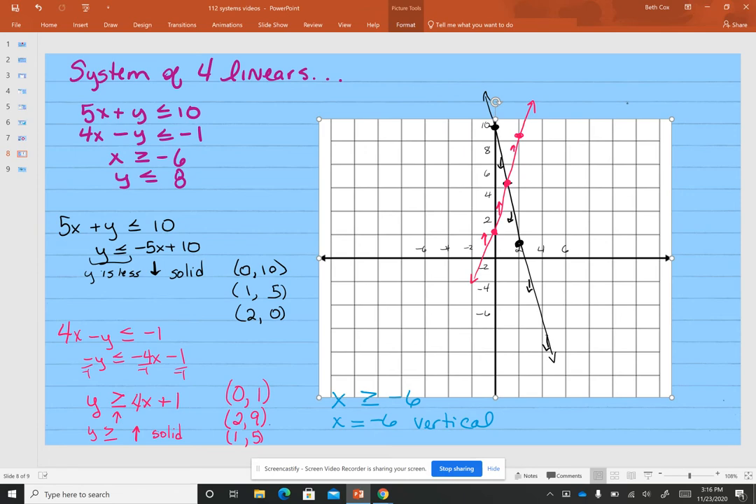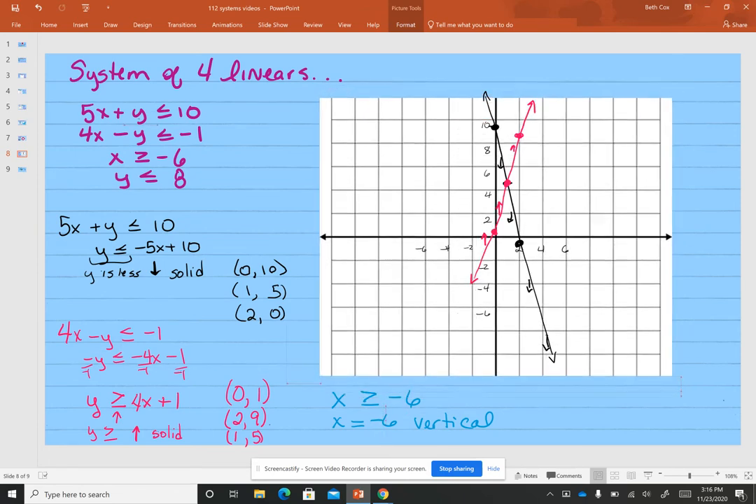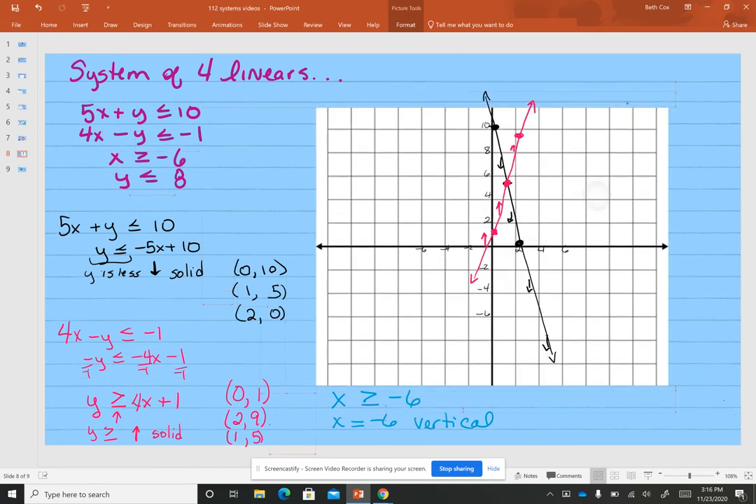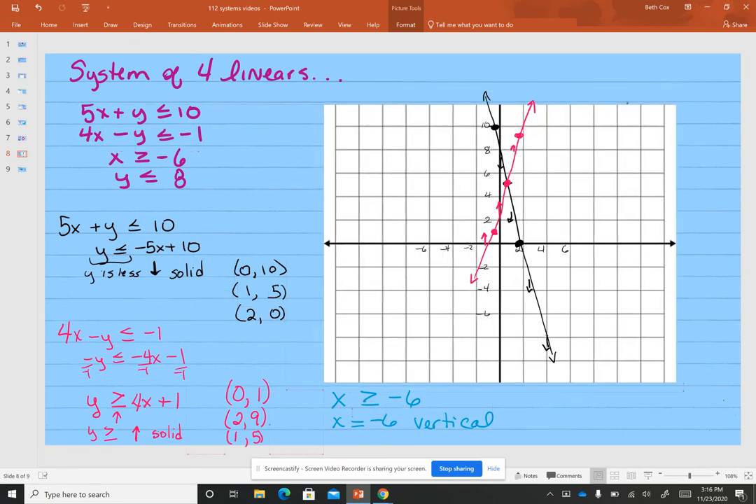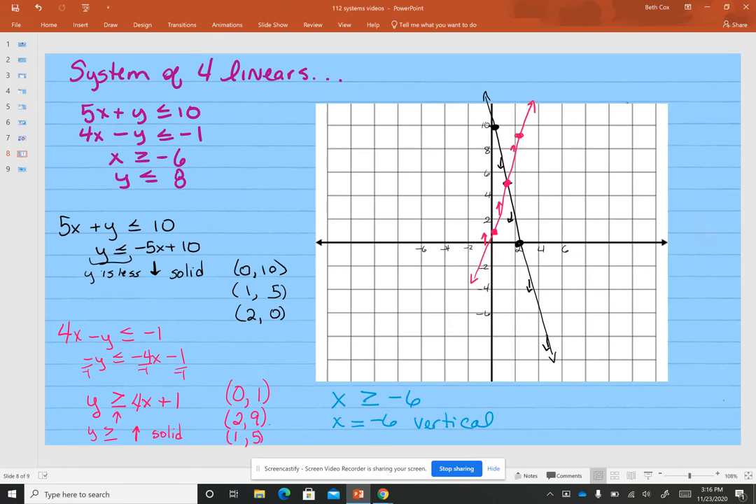So I'm going to put it in here. Whoa. Oh, goodness. Messed everything up, didn't it? Let's try to get that back to where it belongs. Okay, so x equal -6 is going to be here. Okay, and it's going to be a solid line. It is a solid line.